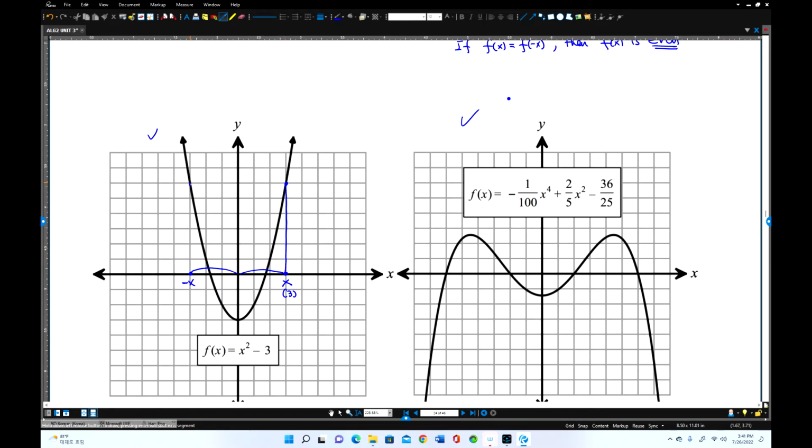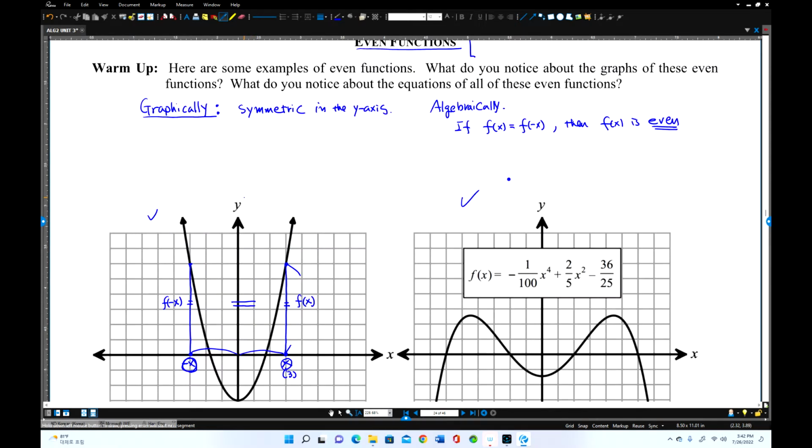If this is even, because there is symmetry in the y-axis, these two heights must be equal. What is the height of this one? Using a random value of x, the height is f of x. The other side, put this number into the function, it's going to be f of negative x. If they are equal, that is an even function. That's it.